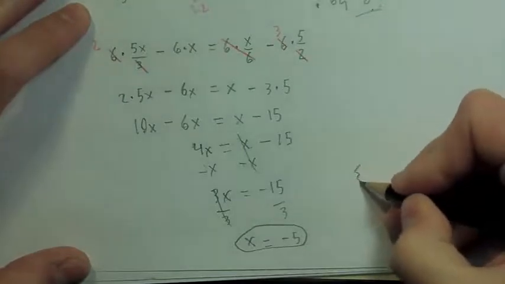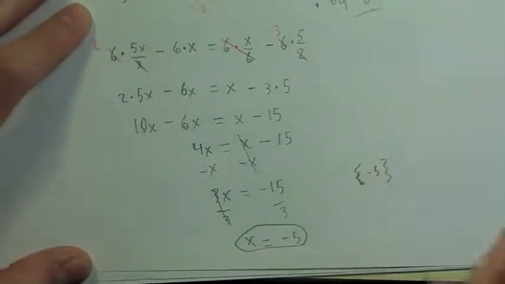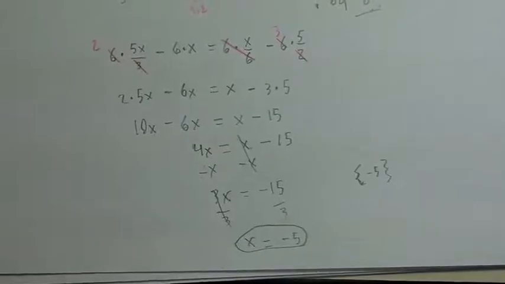Right, so when setting up your solution set, it will be just negative 5 in brackets. Okay, so that's how you deal with fractions. Although a natural question would be, how do you deal with fractions with x's in the denominator? Well, let me show you.